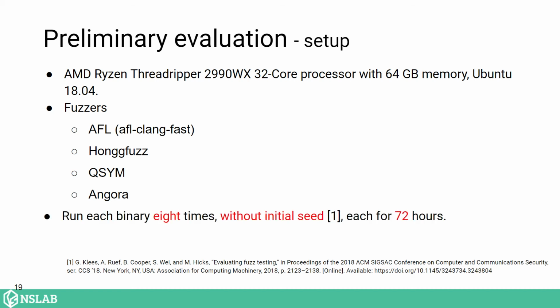We run each binary 8 times without initial seed, which means that fuzzers start fuzzing from an empty input. As suggested by one of the previous works, fuzzing without initial seed may be a fair method to compare different fuzzers. We run each binary for 72 hours for rather stable results, different from before, as most previous work fuzzed for less than 24 hours. For the code coverage, we use llvm-cov to calculate the code coverage information for every fuzzer.